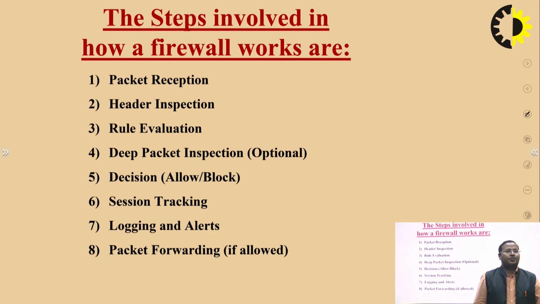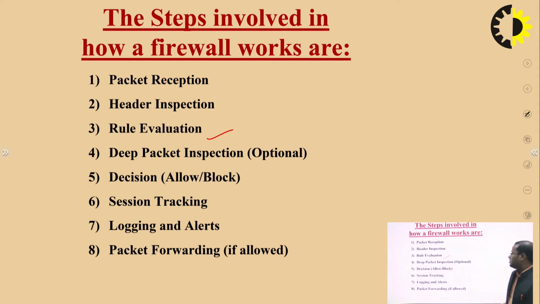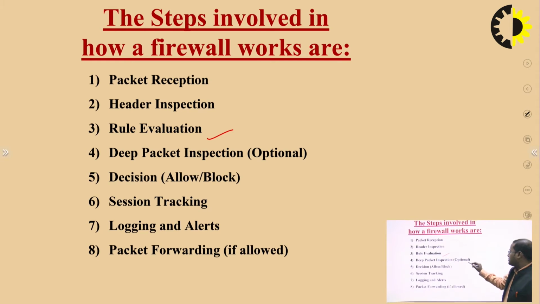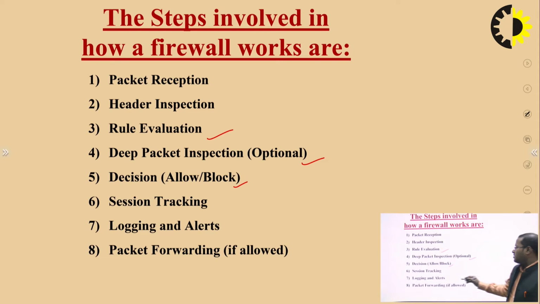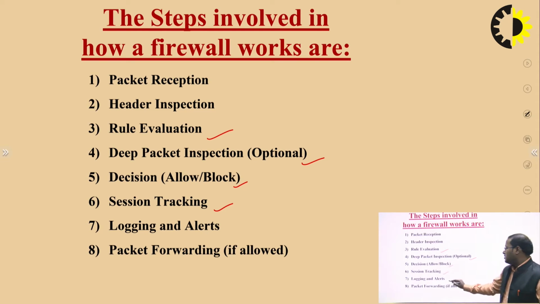So it is important to know what are the steps involved in the working of the firewall. The first step is packet reception. Second is header inspection, then rule evaluation, deep packet inspection, which is optional, the decision that the packet is allowed or blocked, session tracking, logging and alerts, and then packet forwarding. These are the main steps.